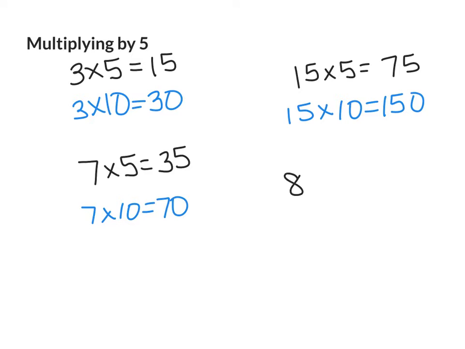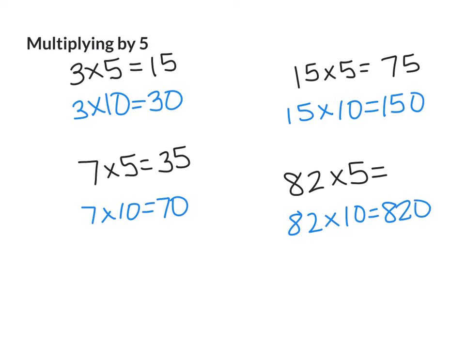You could challenge yourself with a problem like 82 times 5. 82 times 10 is 820. Half of 820 is 410.